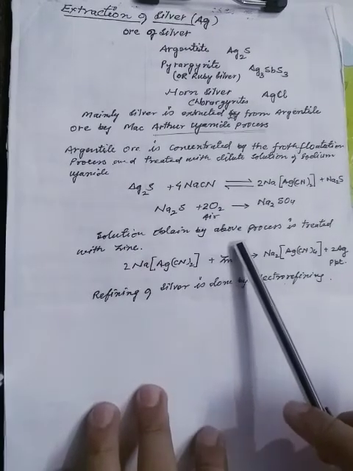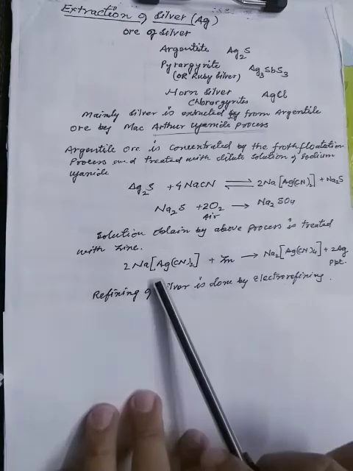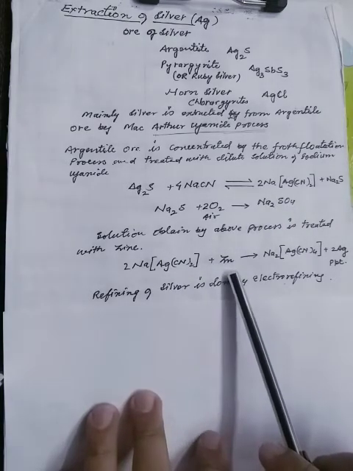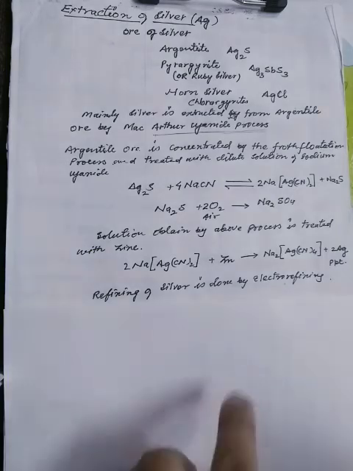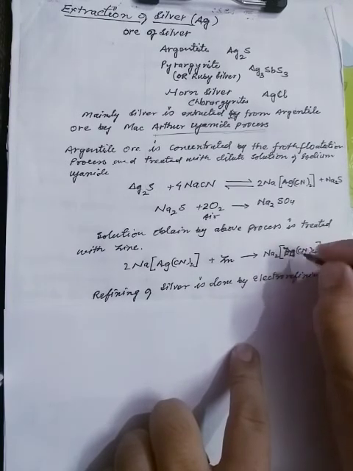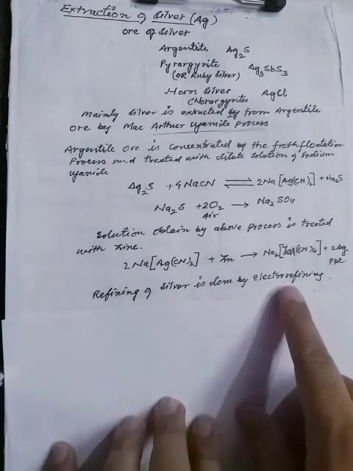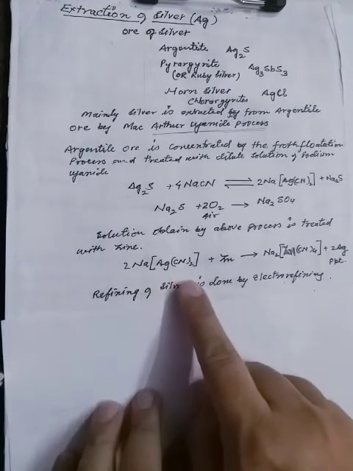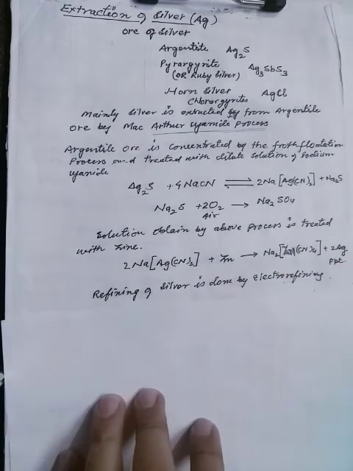The solution obtained by the above process is treated with zinc. So now this complex is heated with zinc. Zinc removes silver. Where is the zinc? Zn. The screenshot will always be taken at the end. So the final reaction is: Na[Ag(CN)2] twice plus Zn gives Na2[Zn(CN)4], and Ag will be extracted.